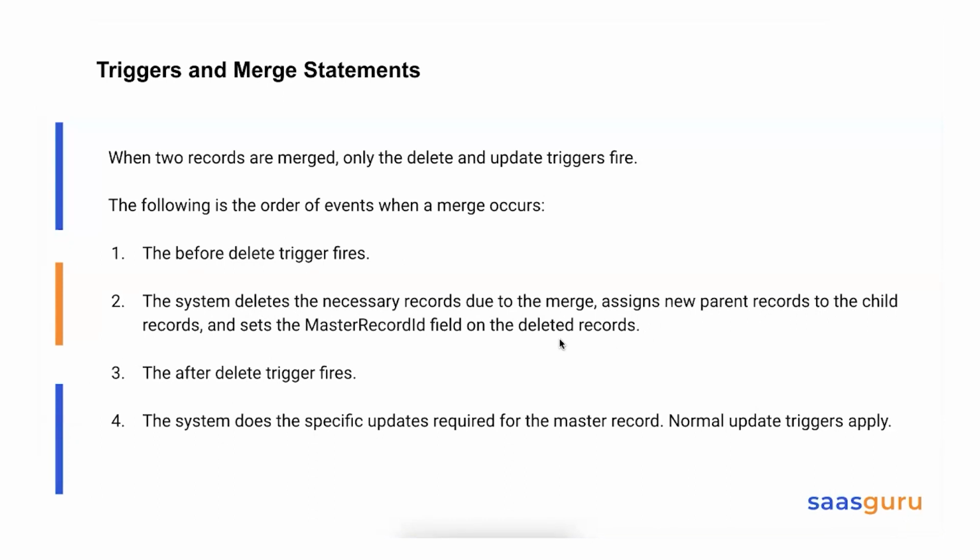Here I'm talking about maybe contact and account merging. After that, after delete triggers will fire, and system does not specify updates to master records. So normal update triggers fire. So the order is the question here: when you are going to merge the record, what will happen? Firstly, before delete trigger will fire, then after delete will fire, and then update trigger will fire. Means firstly deletion will happen, then updation will happen. This is the key takeaway from this slide.